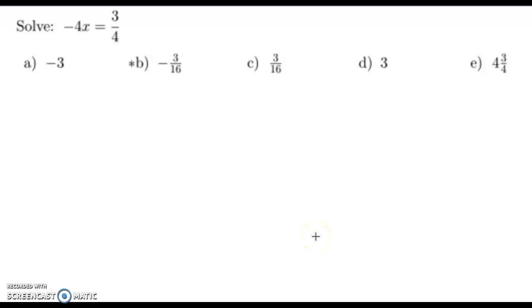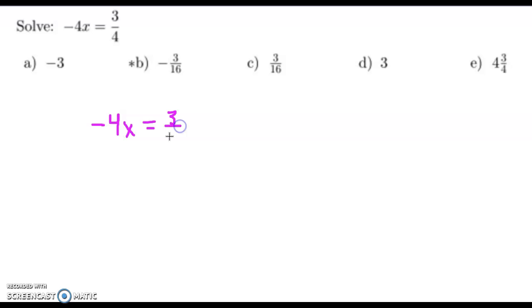Hi everybody, this is for CR number 6, question number 3, helper video. So hopefully at the end of this, you will be able to solve this one-step equation. It says solve negative 4x, and I'm going to go ahead and write it down here, equals 3/4.